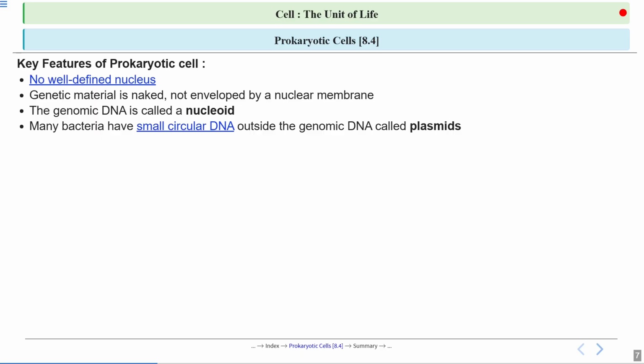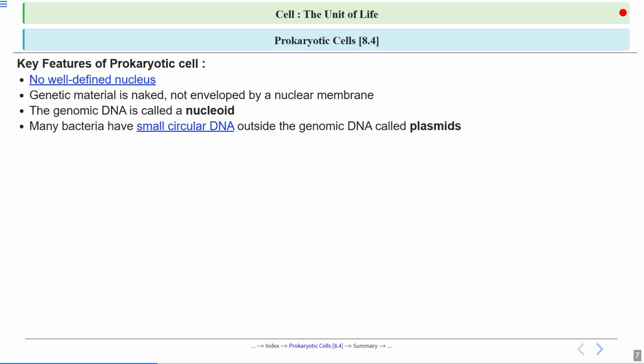So bacteria also consist of DNA apart from the genomic DNA, which is known as plasmid. Plasmid is extra chromosomal DNA. It is not chromosomal DNA, it is extra chromosomal DNA. It is small and circular. It is not linear, it is circular DNA. And it is double stranded.